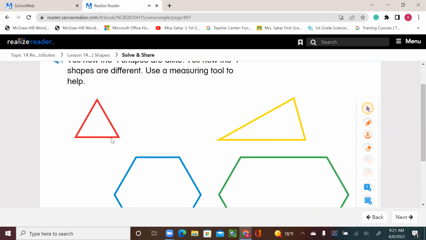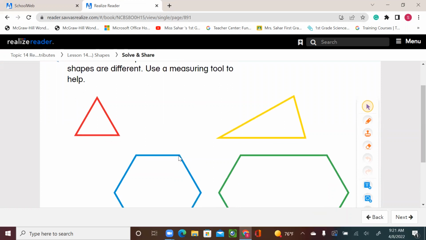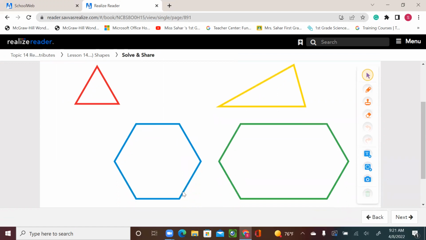All right, I can say that all shapes have corners, so we can see they all have straight sides and they all have corners, right? And they all are closed shapes. But what's the difference? Some shapes have 3 straight sides, and some have 6. The 2 triangles, 1, 2, 3, so they have 3 sides. Then the hexagon, 1, 2, 3, 4, 5, 6.